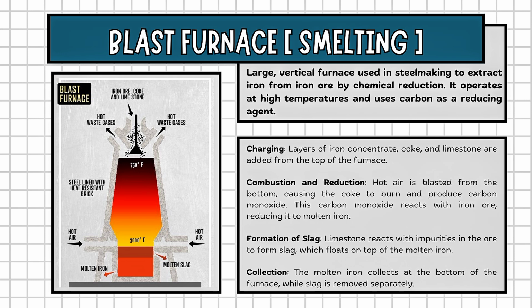So a blast furnace works by charging, combustion, formation of a slag, and collection. Charging is where layers of iron concentrate, coke, and limestone are added from the top of the furnace. So these are our feeds. Now combustion and reduction happen when hot air is blasted from the bottom, causing the coke to burn and produce carbon monoxide. This carbon monoxide reacts with the iron ore in order for us to get molten iron. Now the limestone reacts with impurities, forming a slag, which floats on top of the molten iron, preventing impurities from mixing with our molten iron. Then lastly, collection of molten iron from the bottom of the furnace, while slag is also removed separately.